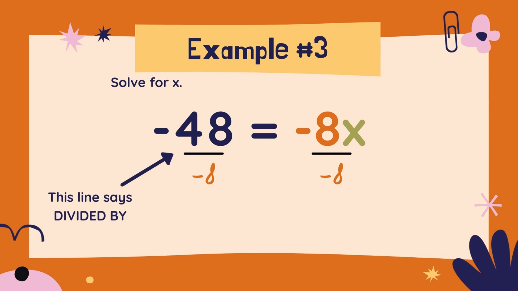This time, instead of writing the x on the left side of our solution, we're going to write it on the right side, because that's the side of the equation that it's on. So the right side, negative 8x divided by negative 8, gives us just x. Then we can figure out the math on the left side. Negative 48 divided by negative 8. Negative divided by a negative is a positive, and 48 divided by 8 is 6. This means our solution is 6 equals x, or x equals 6.